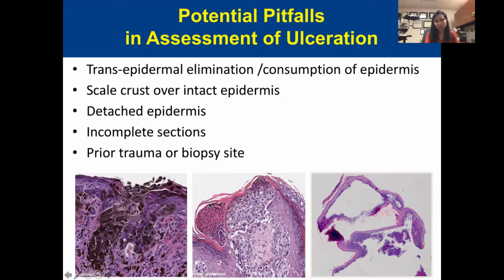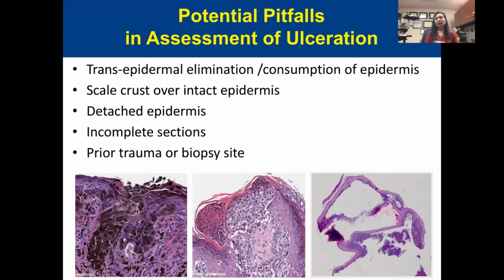So this is not the true ulceration either. And the third scenario is sometimes we get the fragmented specimen. The epidermis sometimes is detached from the rest of the specimen. That is just a detachment because the whole thickness of the epidermis is still intact. So this is no ulceration, okay?